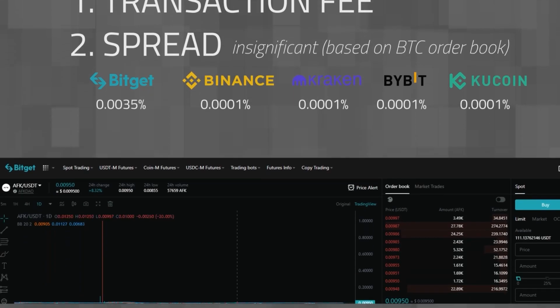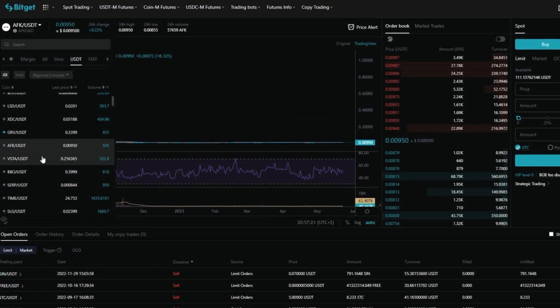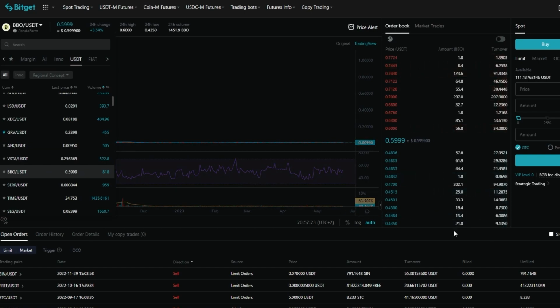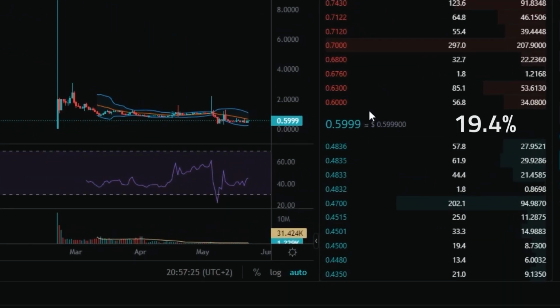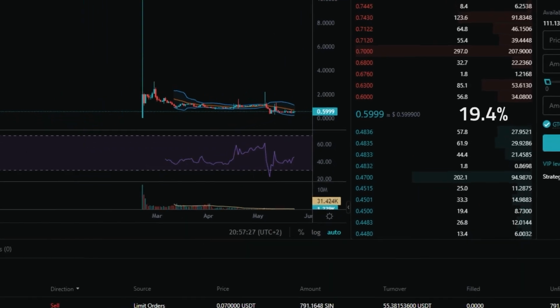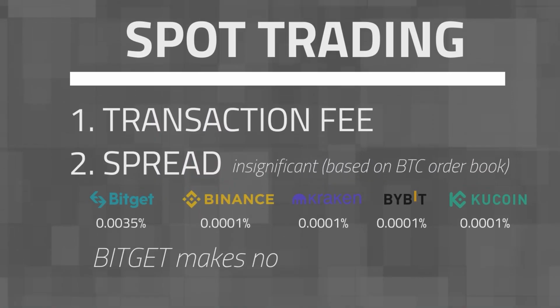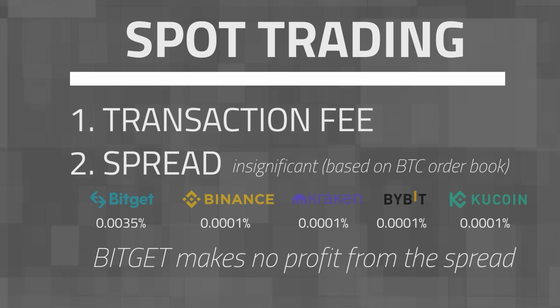However, once we step into the category of low market cap coins, the order books can get quite thin, and that can cause some gaps between the highest buying and lowest selling prices. Again, the spread is something that is mostly an effect of users trading on the exchange. Bitget does not take any profits from this.